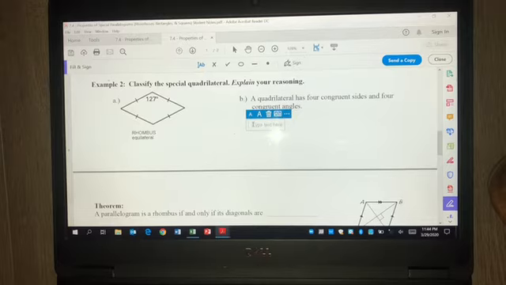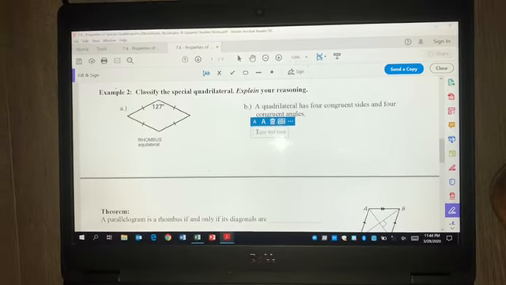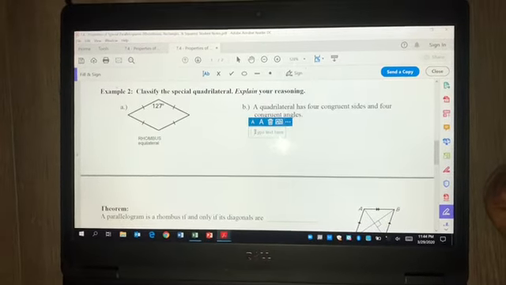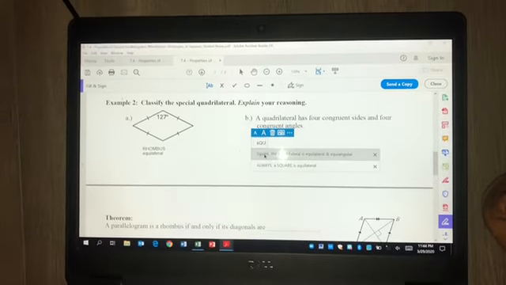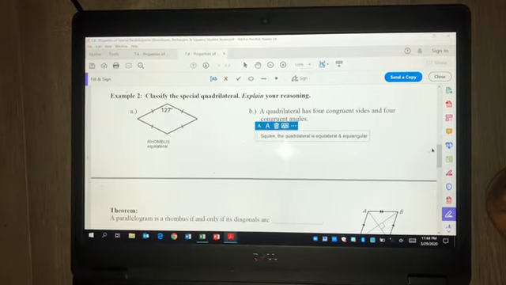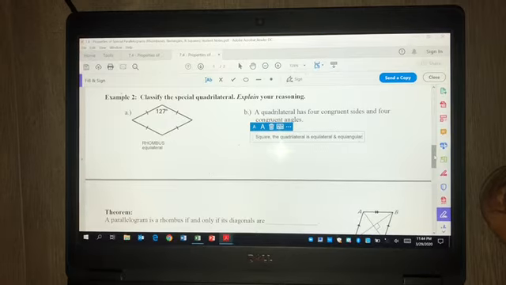B, a quadrilateral has 4 congruent sides and 4 congruent angles. Therefore, we know it is a square, and our reasoning is the quadrilateral is equilateral and equiangular.